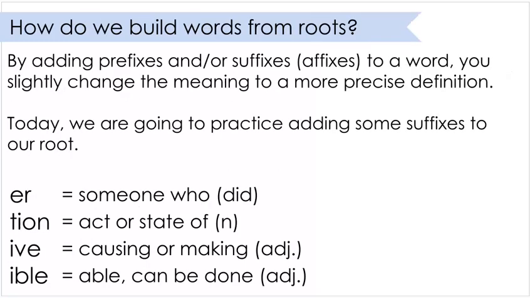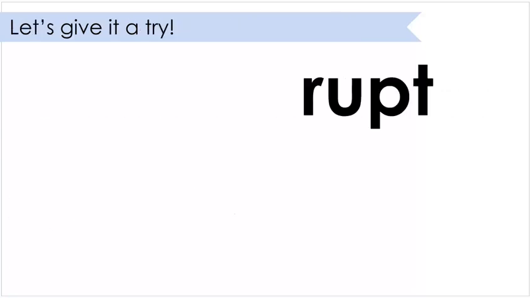By adding prefixes and or suffixes to a word, you slightly change the meaning to a more precise definition. Today we're going to practice adding some suffixes to our root. We're going to add er, which is someone who did, tion, which is the act or state of, making a noun, ive, which means causing or making, creating an adjective, or ible, which means able or can be done, also creating an adjective. Let's go ahead and get started.